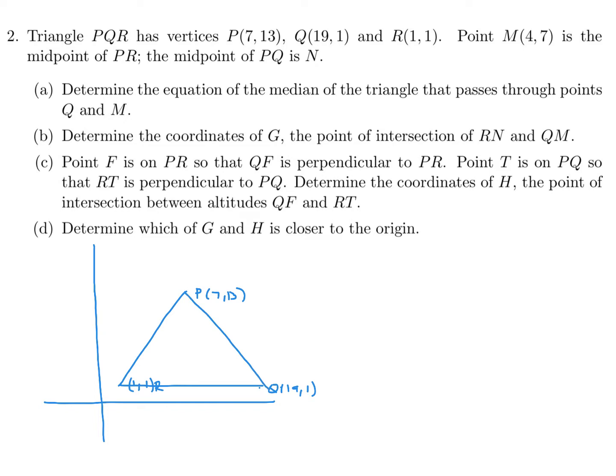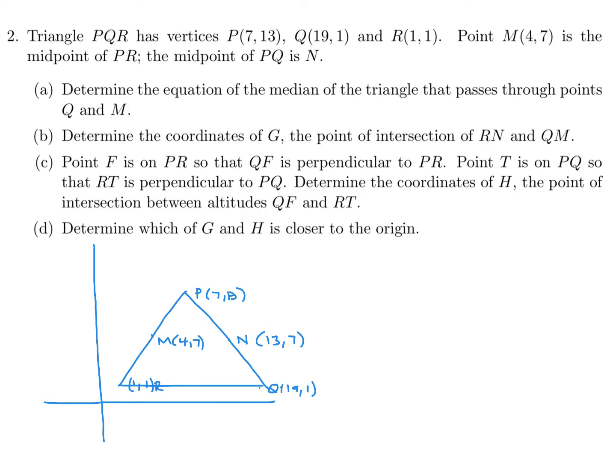And then they are telling me that M is the midpoint of PR. So the midpoint is right here, M is 4, 7. And PQ has a midpoint N. We can easily figure that out with the midpoint formula: 19 plus 7 divided by 2 would be 13, and then 13 plus 1 divided by 2 is 7. So there you go. Okay, so now that it's labeled, let's go to A.